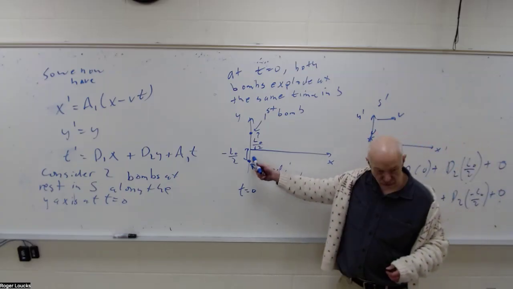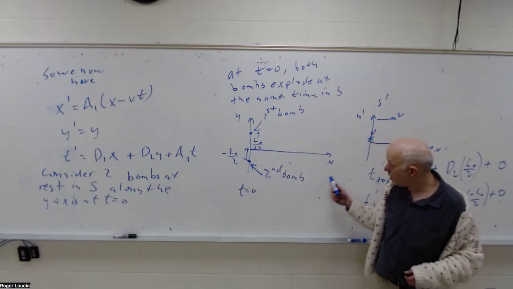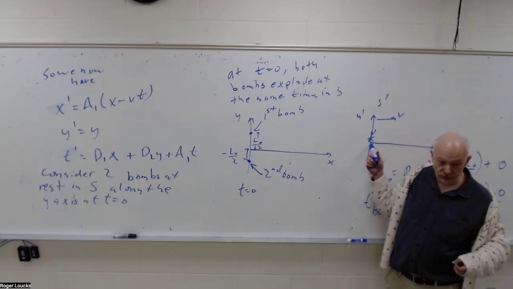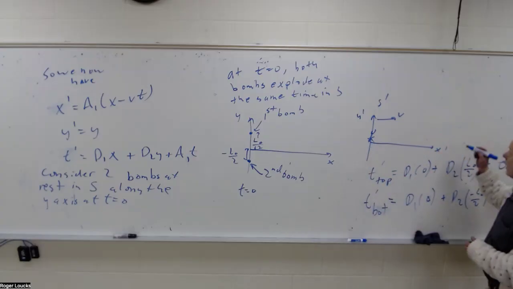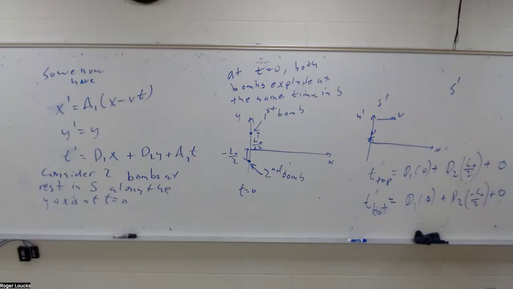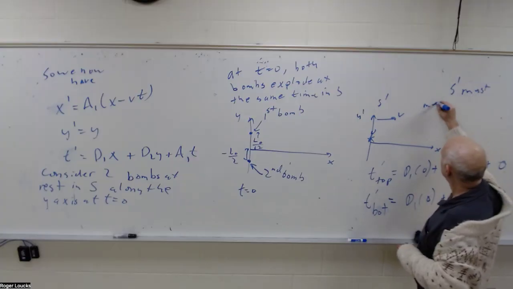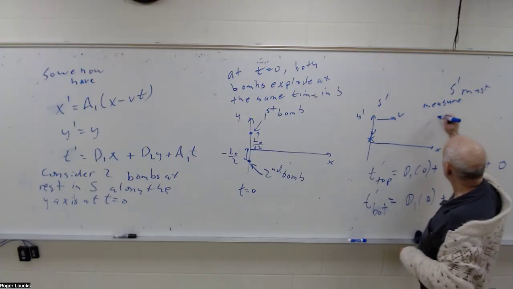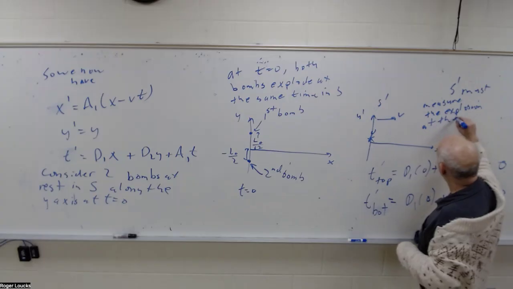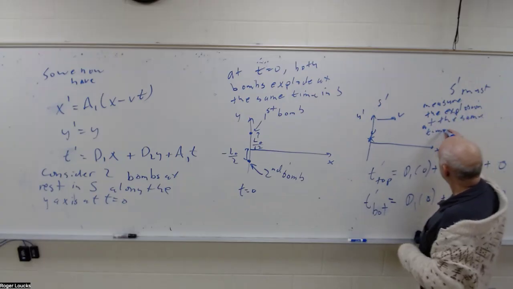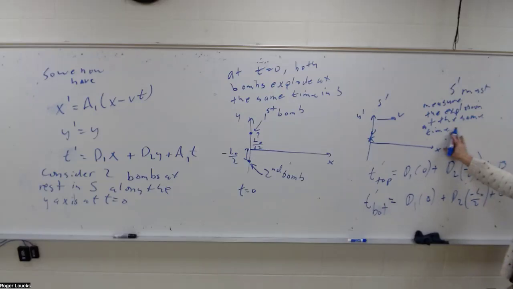What should this person see? If these are symmetric, they're exploding at the same time. If this person is at the origin here, what would they have to see? Those explosions would also have to be simultaneous, right? So S prime must measure the explosions at the same time. Therefore, d2 needs to be 0.